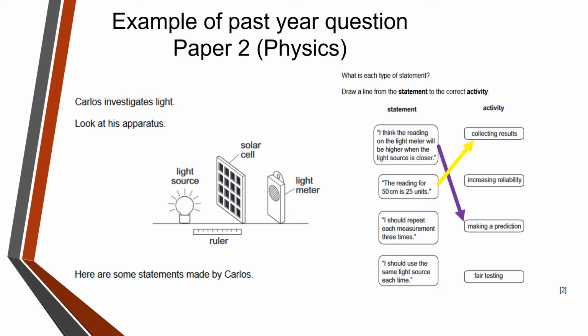I should repeat each measurement 3 times. So repeating it, you are increasing the reliability of the experiment. Lastly, I should use the same light source each time. So using the same light source each time you conduct the experiment, you are looking to do a fair test. So this is physics, paper 2, question on light.